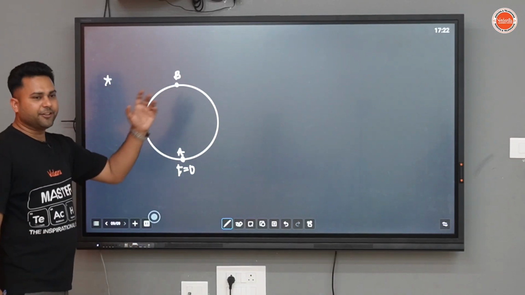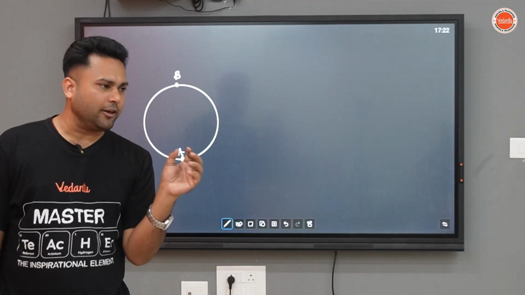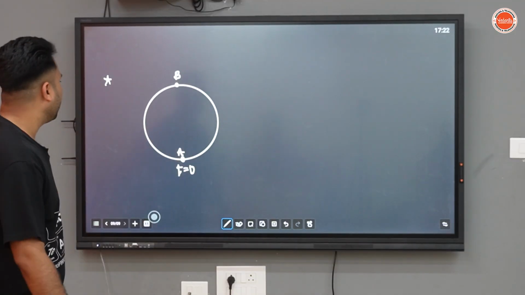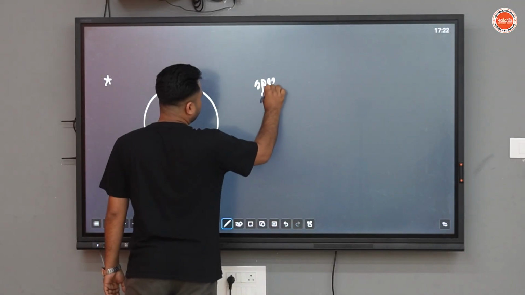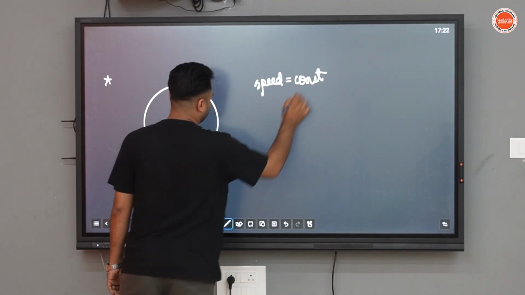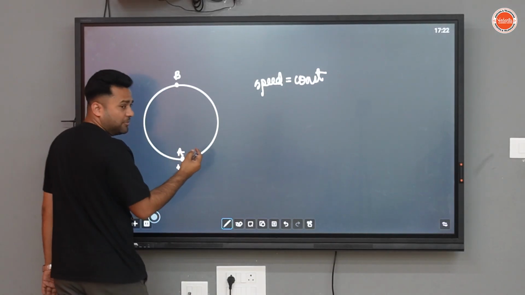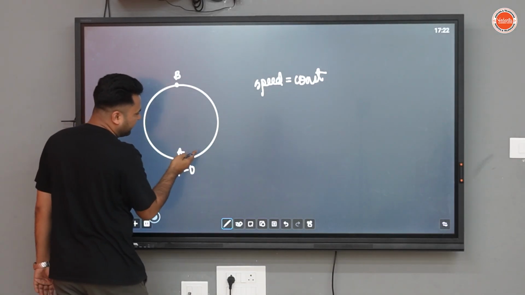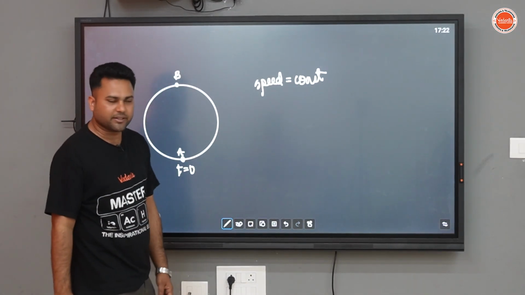And this object is moving with constant speed. Constant speed means its value is not changing, okay? So speed of the object is constant. You can assume this is a car or anything, moving with 10 meter per second, and it is not changing the speed, 10 meter per second.